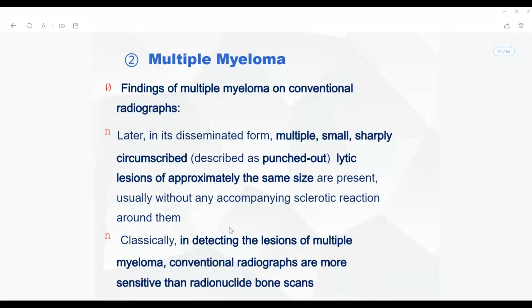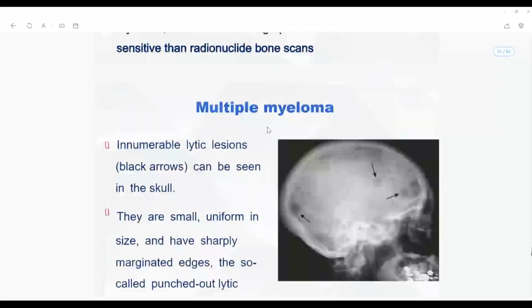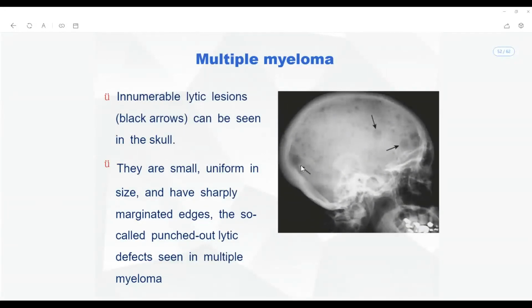Classically, in detecting the lesions of multiple myeloma, conventional radiographs are more sensitive than a radionuclide bone scan. So you can say that the confirmatory diagnosis can be made on a simple radiograph itself. Whenever you see a radiograph of the skull with multiple small lytic lesions all over the place, it can be a characteristic feature of multiple myeloma.